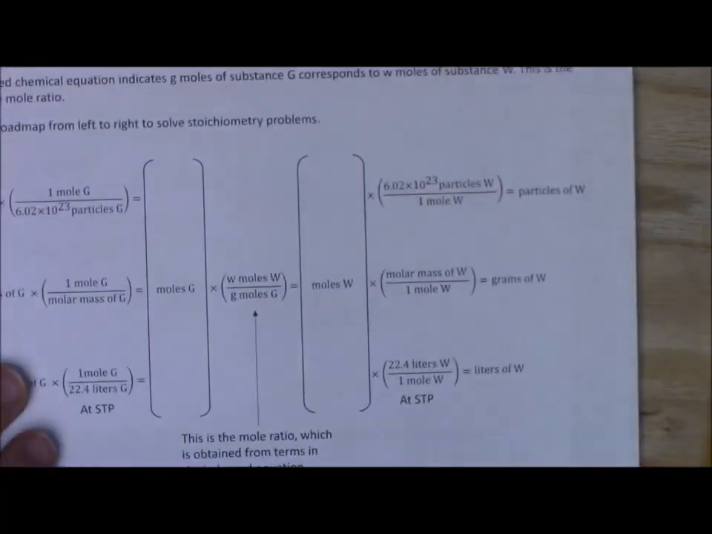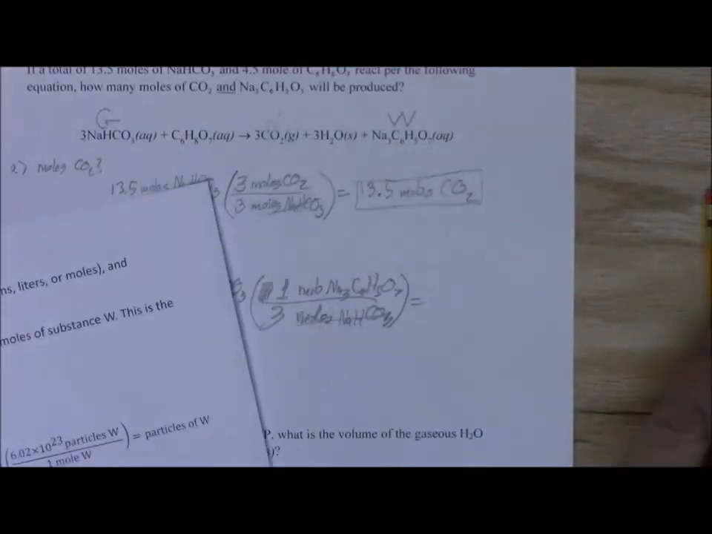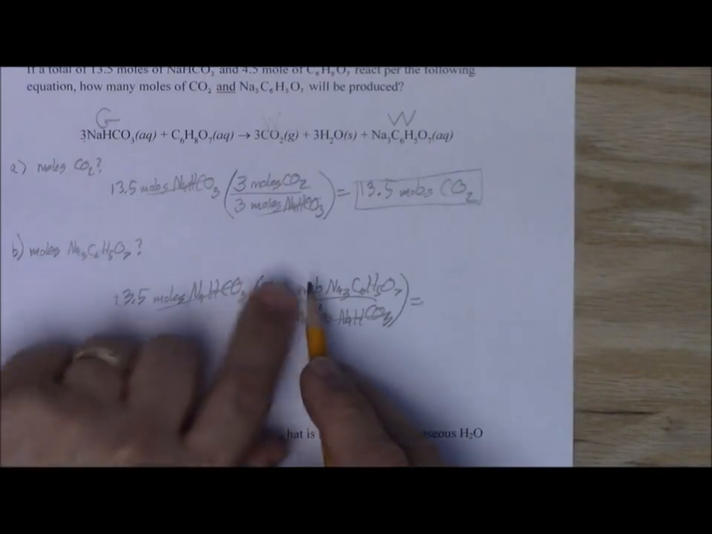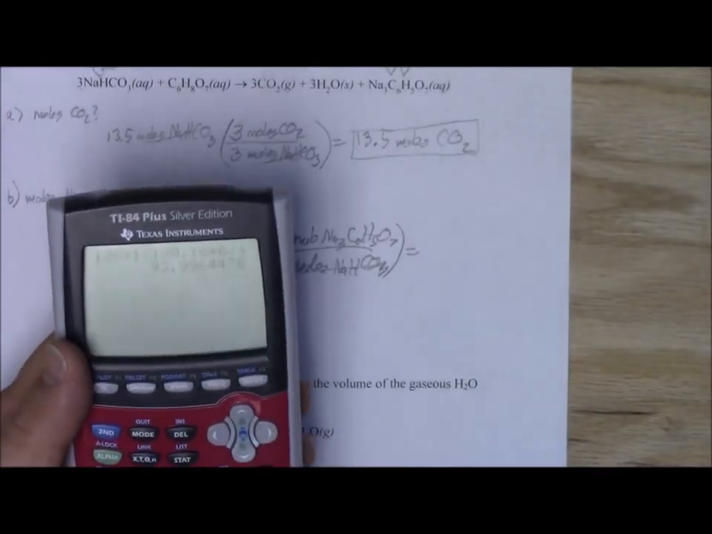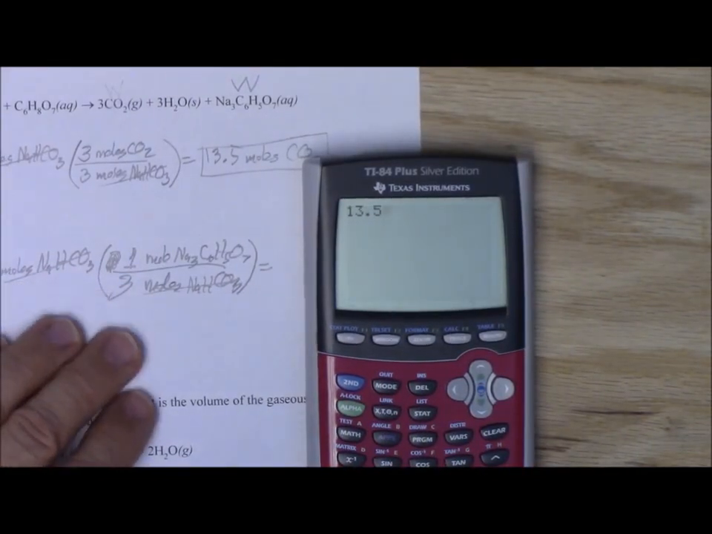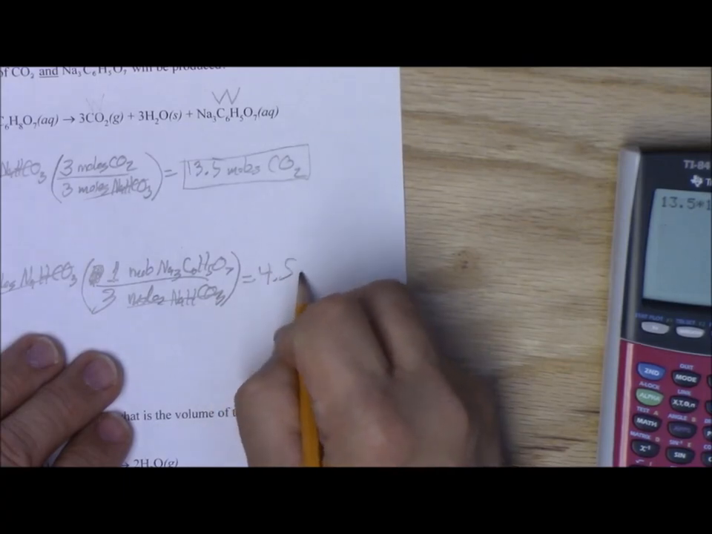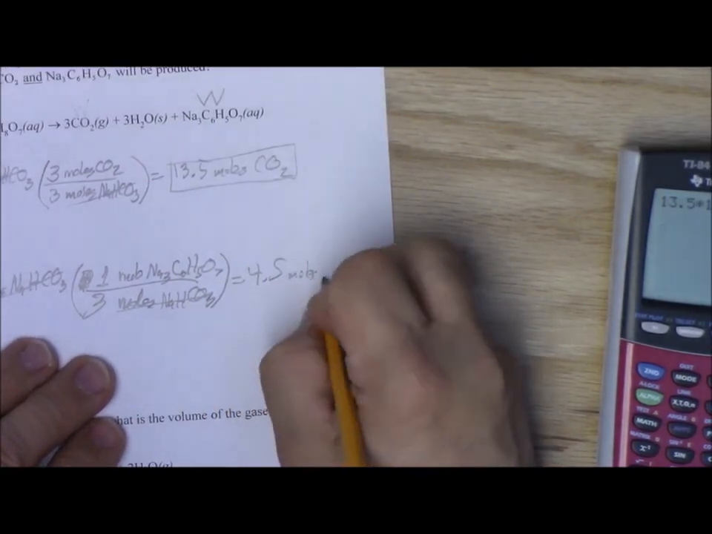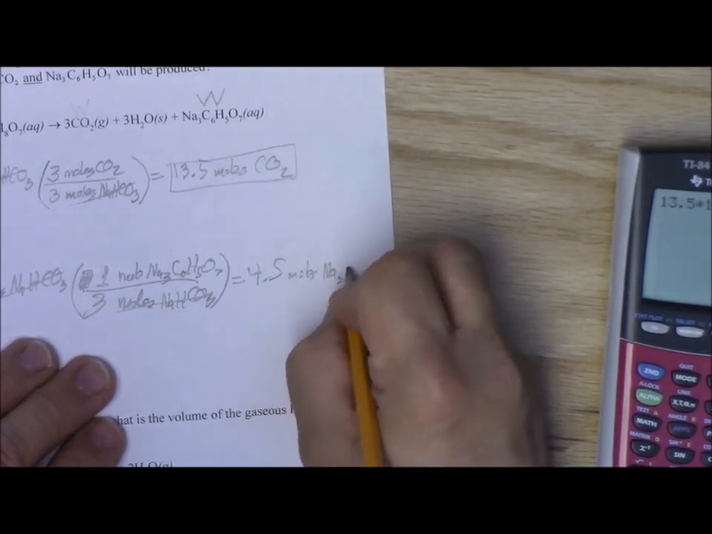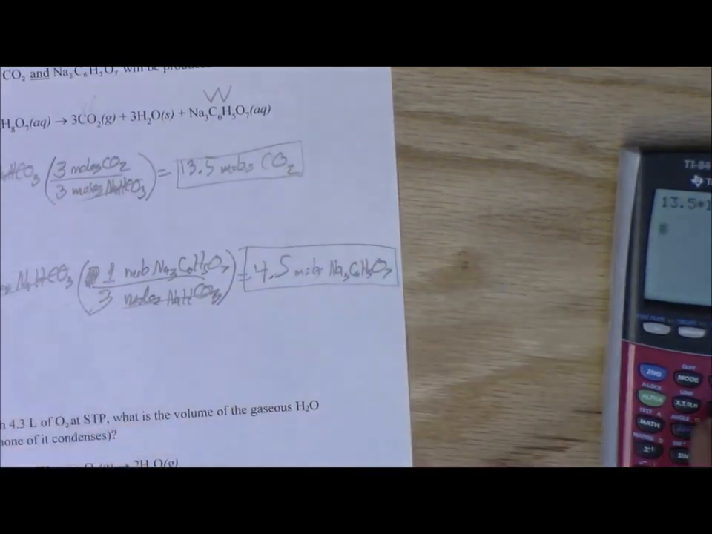And just as a reminder, we're doing a mole-mole problem, so we don't need all this other stuff out here. 13.5 times 1 divided by 3. I have a sneaky suspicion I know what it's going to be. Yep, 4.5. 4.5 moles of Na3C6H5O7. That's the answer they're looking for.